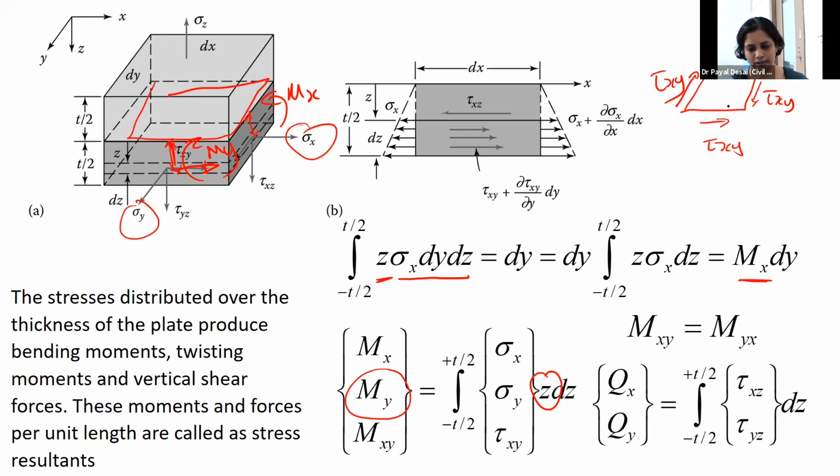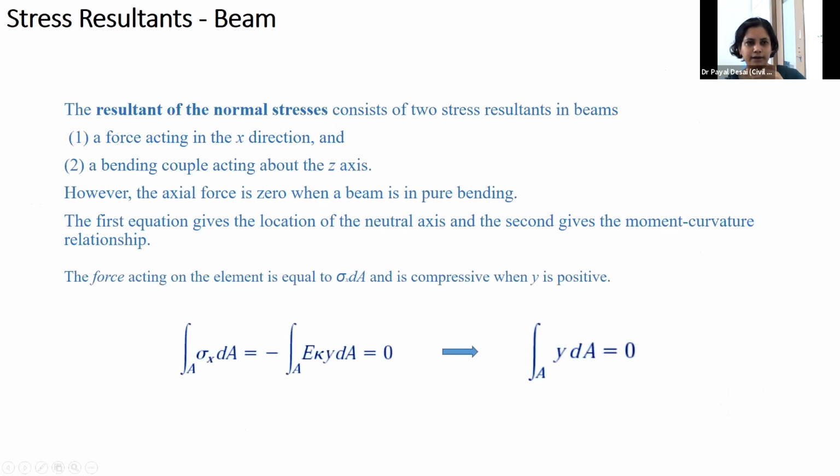And what is the nature of the twisting moment? It will act like this. Only over this surface, the twisting moment is like this. It will rotate here. Okay, so this is about a plate.